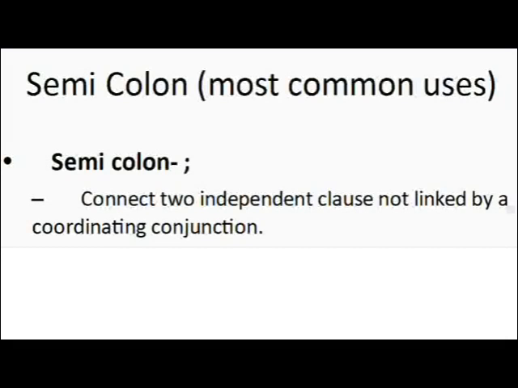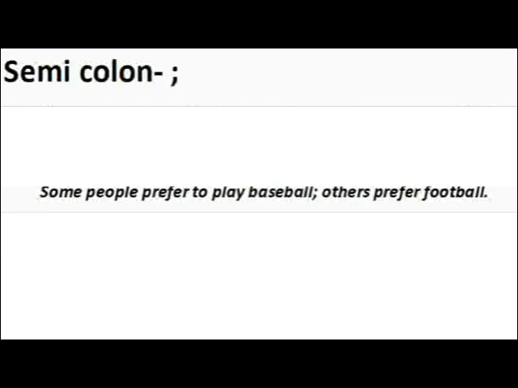The next punctuation we'll take a look at is the semicolon. What they do, they connect two independent clauses not linked by a coordinating conjunction. What do we mean there? Let's look at an example that'll help us out. Some people prefer to play baseball. Others prefer football. Two independent clauses.